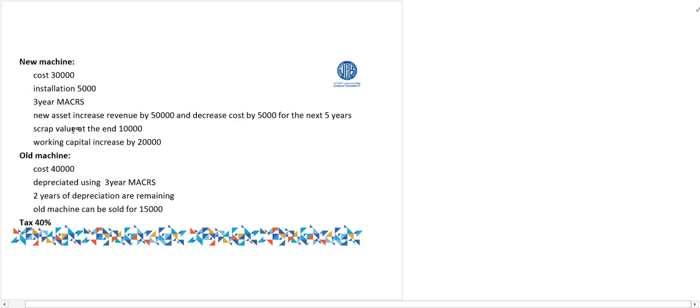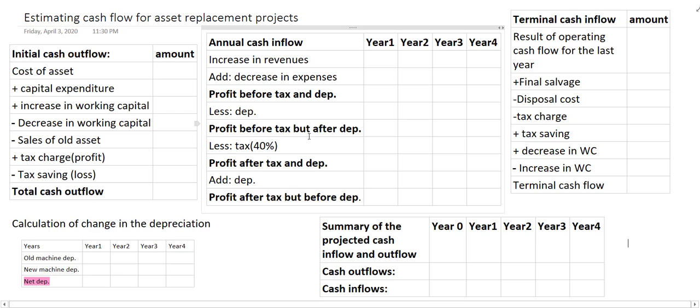So as you can see, direct information is given for us, so directly you can put it in the formula. In the formula, I have already developed this, so you can put the values here, right? So for initial outflow, annual inflow, and final, and of course the summary as well as the calculation for this one.